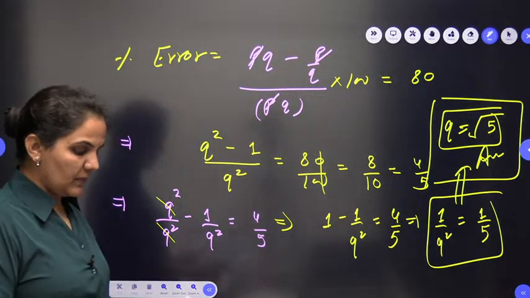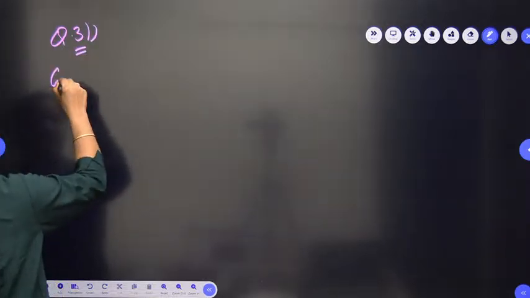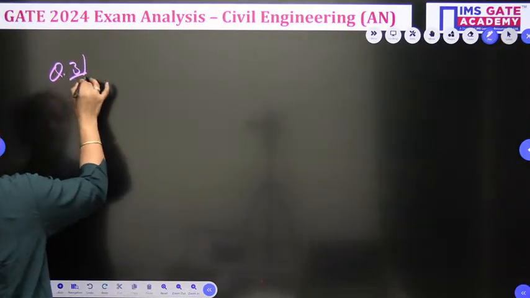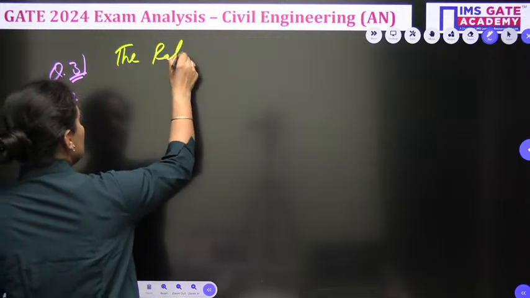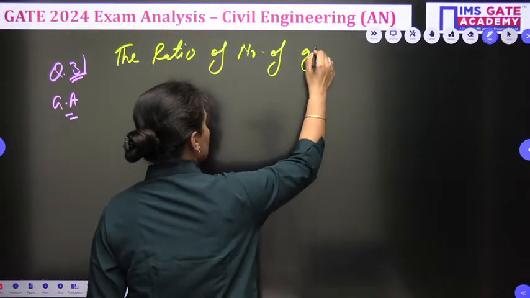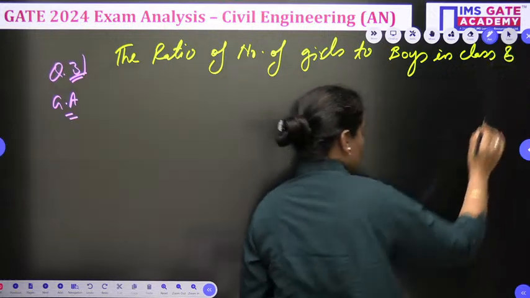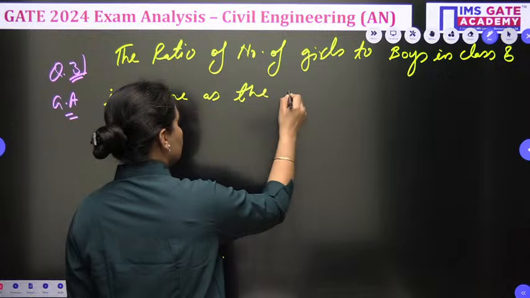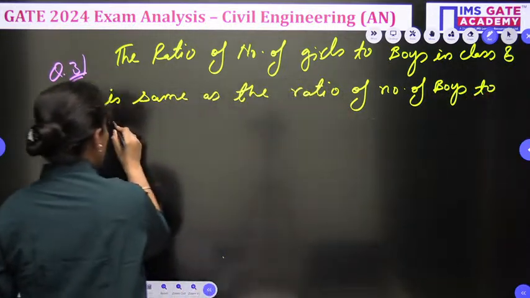Alright, now one more question I am having from basic ratio and proportion, a basic simple question. Let's approach that question. The next question is again from the general aptitude, like the previous one. The ratio of the number of girls to boys in class 8 is the same as the ratio of the number of boys to the number of girls in class 9th.